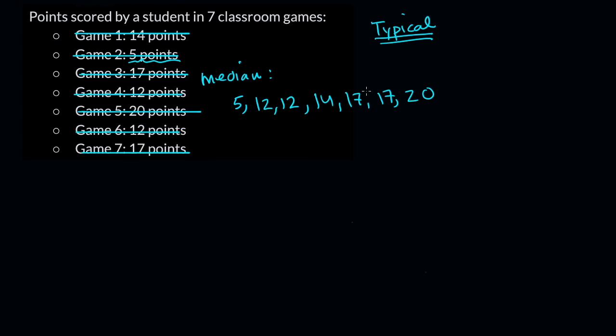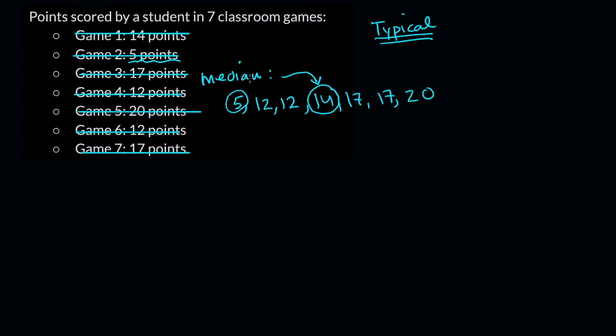And the middle here is, we have 7 numbers, so whichever number has 3 on both sides is the middle. So this right over here is the median. What's useful here is that even if this 5 were 0, it's not going to change the median. Or even if this 20 were 200 or 2,000, it's not going to change the median. So a big takeaway is to use the median if you want to be less sensitive to outliers.